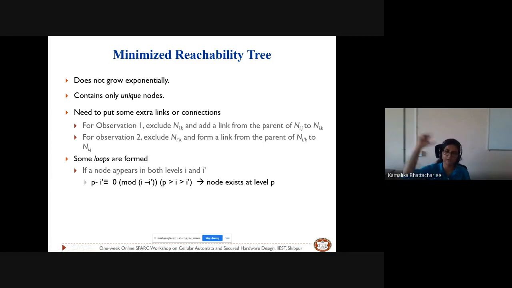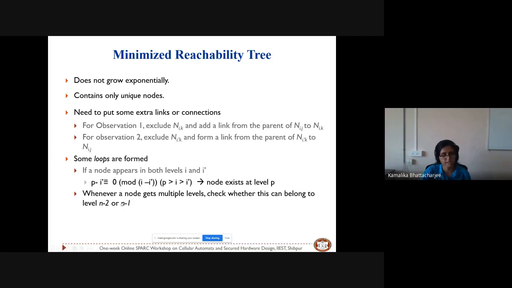As it is a loop, if it is a two-length loop, you can see that after each two cells, that particular node will be repeating. So for each level, depending on the first appearance of the node, we can find on which level it is again going to reappear. So just simply using this equation, we can decide whether the node can exist at a particular level P or not.